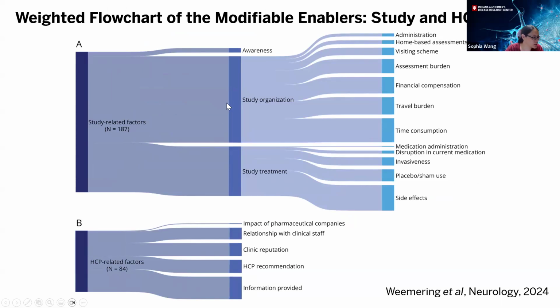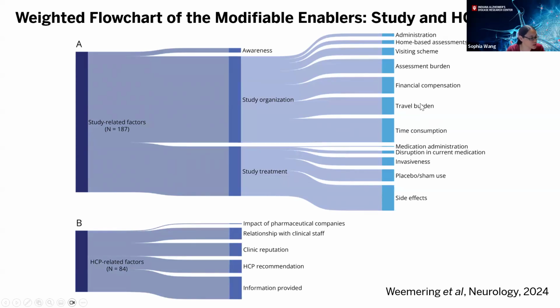Now, as we began to look at potential barriers or facilitators for study-related factors, I think one thing that really stood out is the administrative component, how a study is organized. And as many of you begin to think about study design, it's probably not discussed enough, but financial compensation, travel burden, but the biggest one is time.